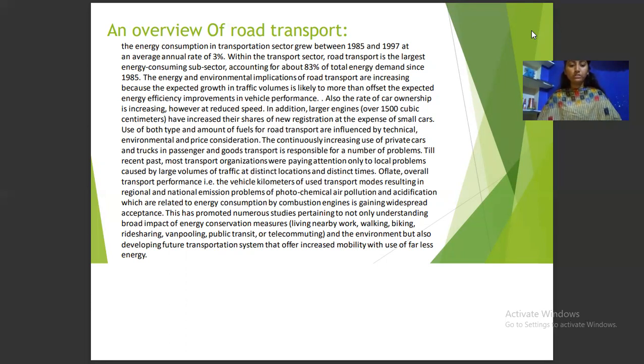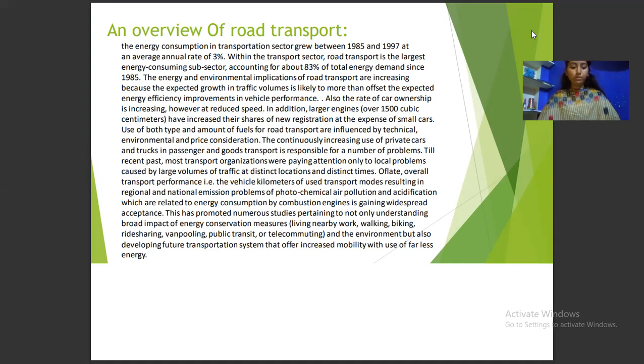Also, the rate of car ownership is increasing, however, at reduced speed. In addition, larger engines have increased their share of new registrations at the expense of small cars. Use of both types and amounts of fuels for road transport are influenced by technical, environmental, and price considerations. The continuously increasing use of private cars and trucks in passenger and goods transport is responsible for a number of problems.